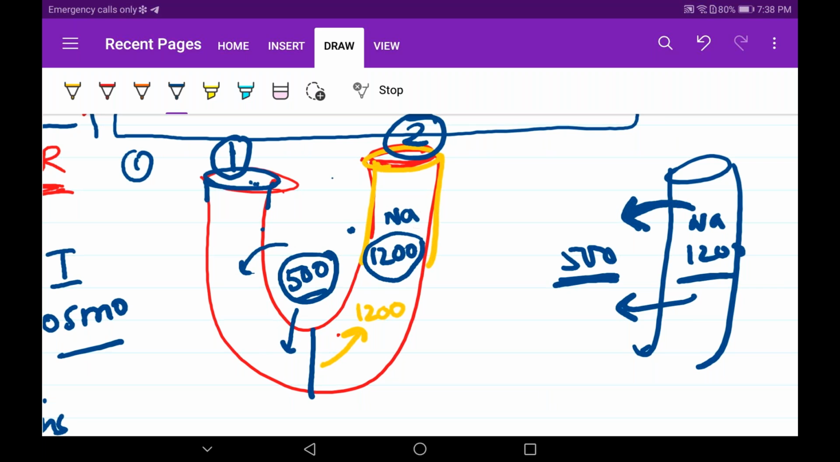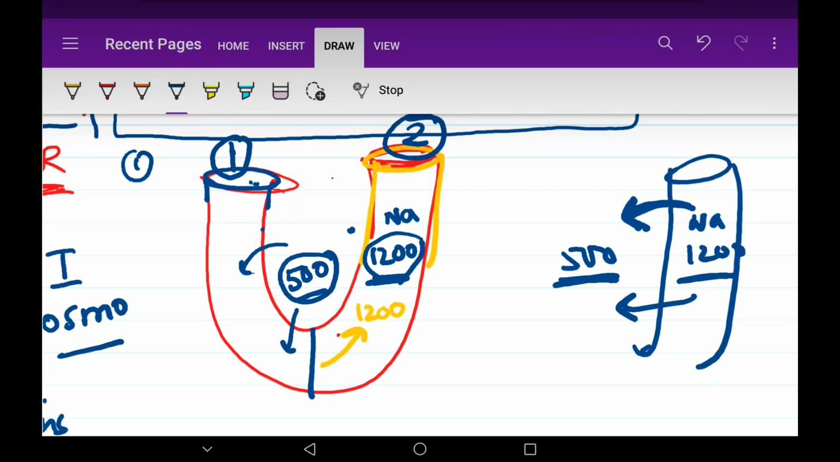In the second part of the vasa recta, what is happening? Osmolarity is more. First of all, the basics should be clear, my friends. Osmolarity means what? I mean solutes. So the solutes are more. I'm telling in simple words. Osmolarity is increased in the second part. So solutes are more. So what will the solutes do? Solutes will move from higher concentration to lower concentration.